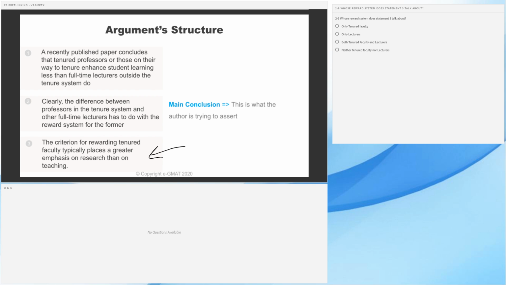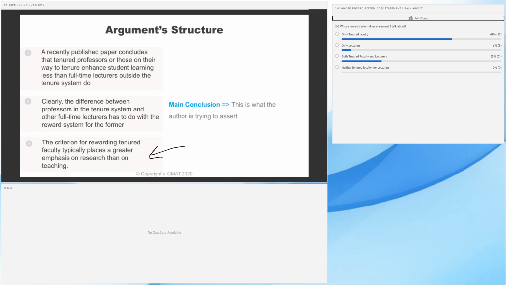70, 75, 80 plus answers. We end the poll, broadcast the results. All right, 69% of you say only tenured faculty. You're absolutely right. But again, you can see 25% of people are saying both tenured faculty and lecturers.